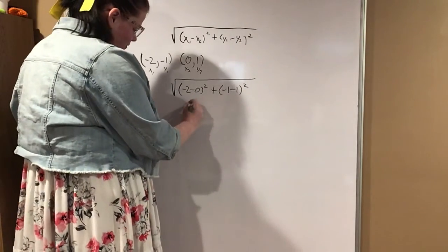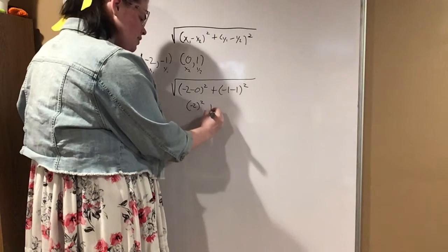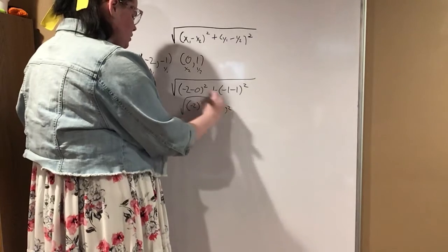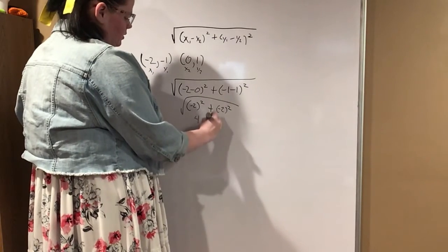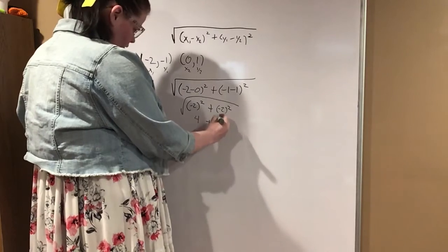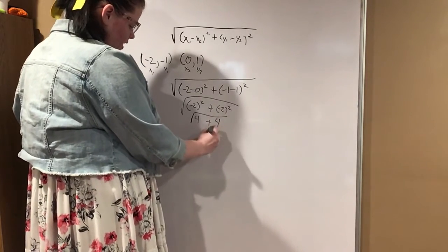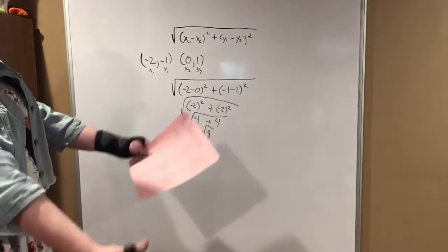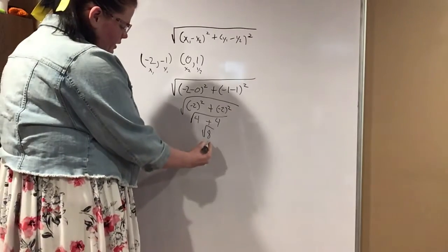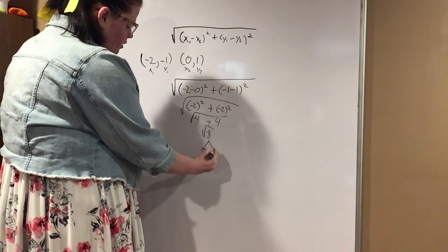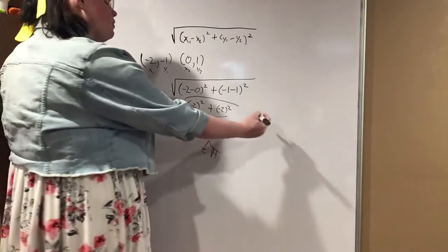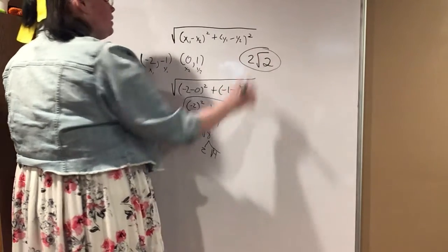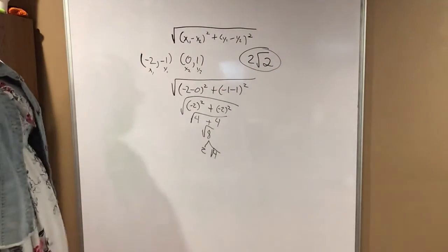Okay, so now let's just solve this. Negative 2 minus 0 is negative 2 squared, plus negative 1 minus 1 is also negative 2 squared. Negative 2 squared is 4, and negative 2 squared is 4. 4 plus 4 is 8. So now it's the square root of 8. But we can simplify the square root of 8 as a radical because we know it splits into 2 and 4, and 4 is perfect. So we're left with a 2 underneath our radical and a 2 on the outside. That is the distance between these 2 points.